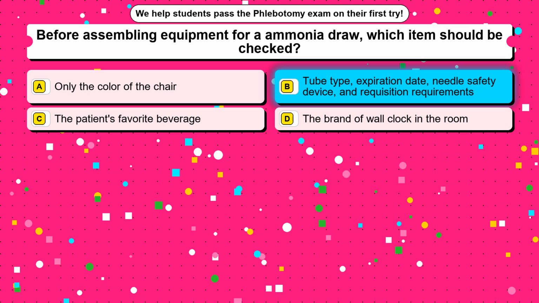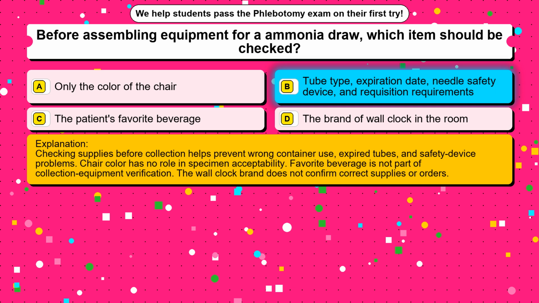The correct answer is option B. Tube type, expiration date, needle safety device, and requisition requirements. Checking supplies before collection helps prevent wrong container use, expired tubes, and safety device problems. Chair color has no role in specimen acceptability. Favorite beverage is not part of collection equipment verification. The wall clock brand does not confirm correct supplies or orders.